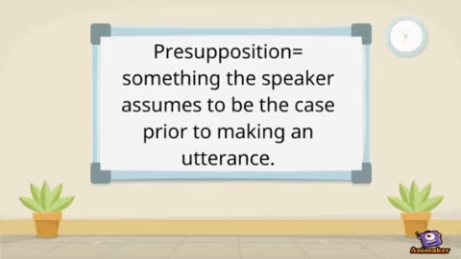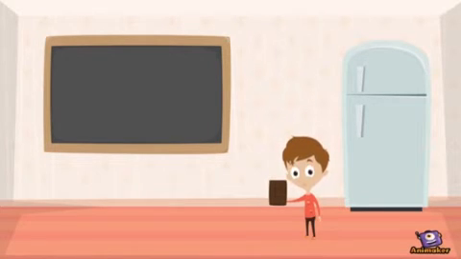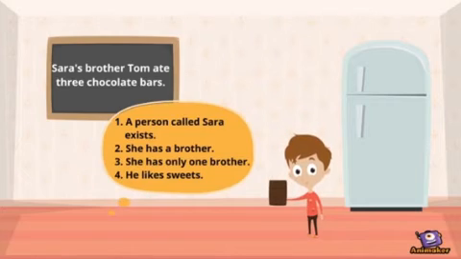An example for presupposition is that Sarah's brother Tom, you can see him here, ate 3 chocolate bars. So we presuppose that a person called Sarah exists. She has a brother, she has only one brother, and he likes sweets.